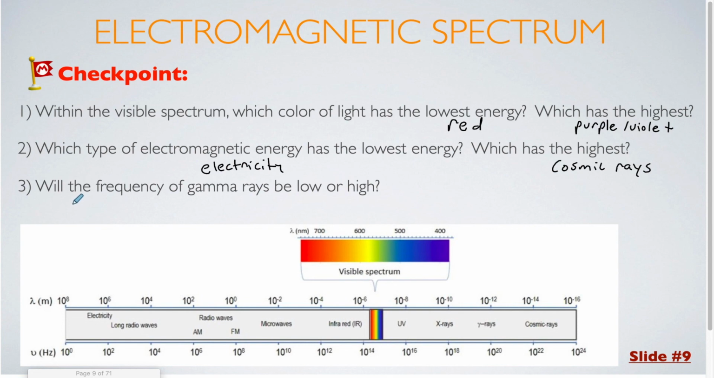Number 3, will the frequency of gamma rays be low or high? So gamma rays are over on this side of the spectrum, which has very short wavelengths. So if the wavelength is very short, that means that the type of frequency would be very high. So gamma rays would have a high frequency.